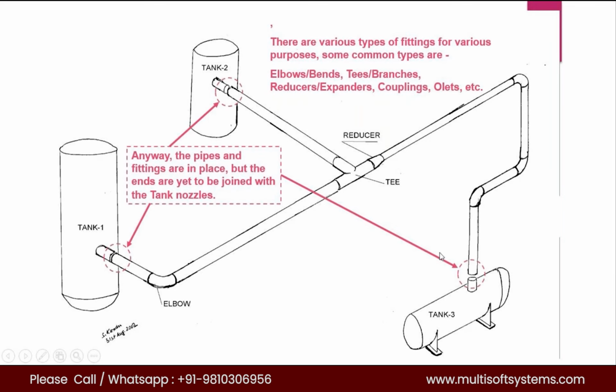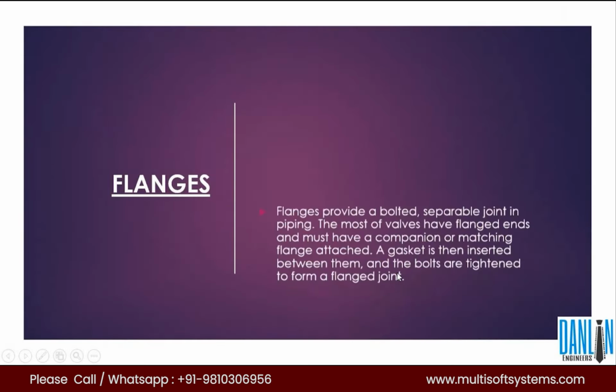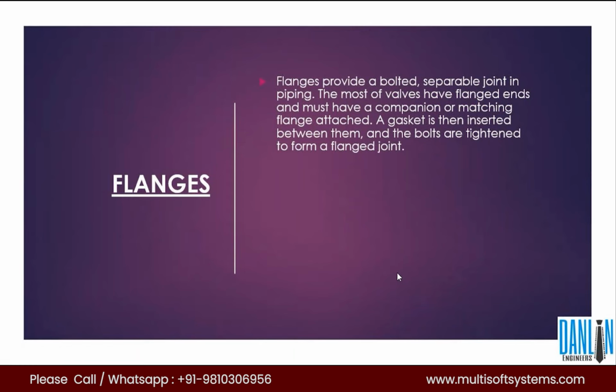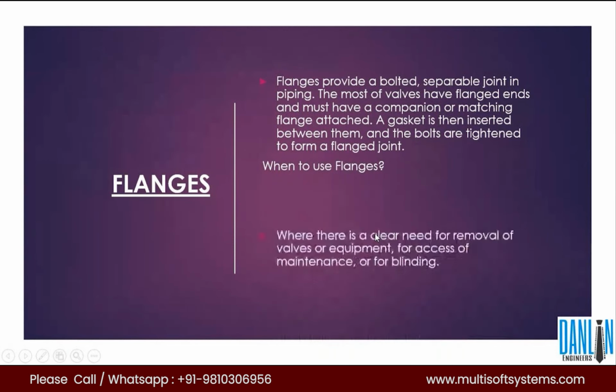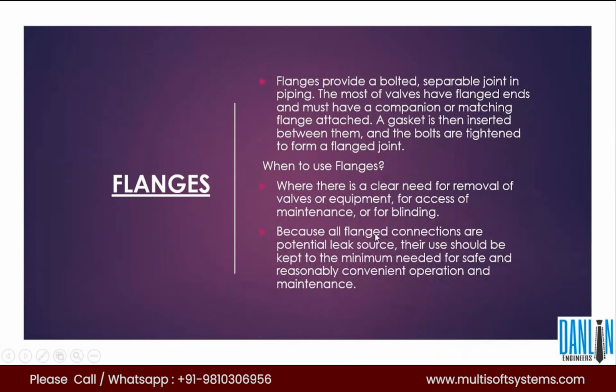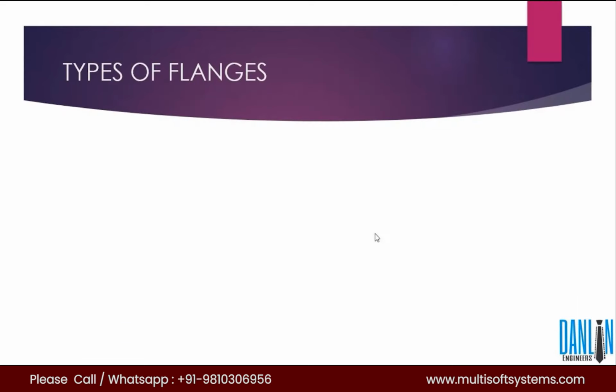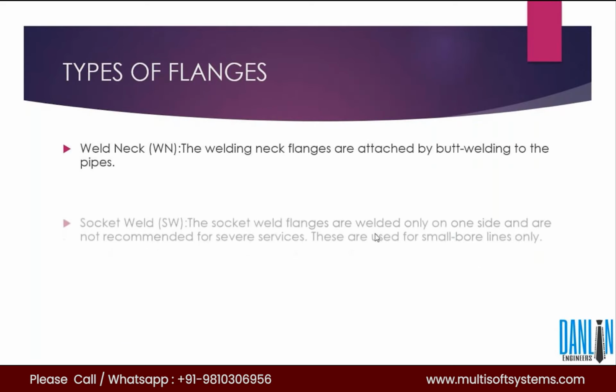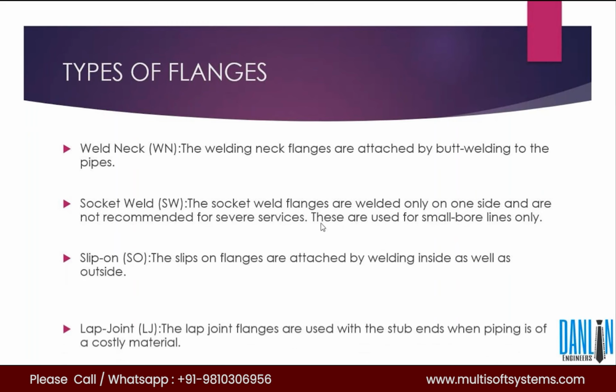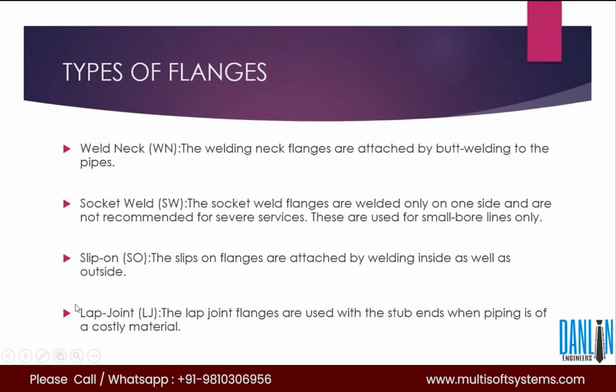And for these locations, there can be two types of connection, either welded or flanged. Flanges, there are different types of flanges. Can anyone tell me what different types of flanges you are aware of? Weld neck, socket weld, lap joint. Okay. Then again, based on the flange faces: raised face, flat face, tongue and groove, ring type joint. Yes, so many things are there. Mostly we are using weld neck, socket weld, slip-on, lap joint.